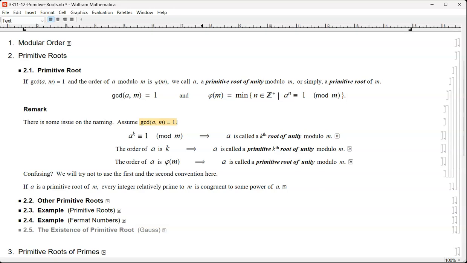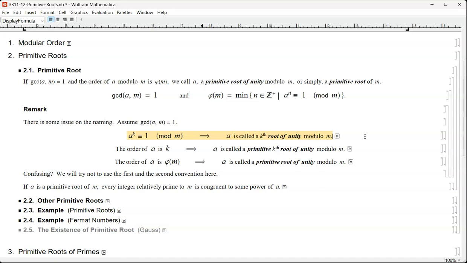Assume A and M are relatively prime as usual. If A to the k power is congruent to 1 modulo M, A is called a kth root of unity modulo M. Modulo M, of course, comes from this mod M, so nothing special. And what do you mean by kth root of unity? Unity means 1 in this case. For number systems, unity is the number 1. Now for other more abstract algebraic structures, unity could be something else, like the identity matrix. But for numbers, integers, real numbers, complex numbers, whatever, unity means 1.